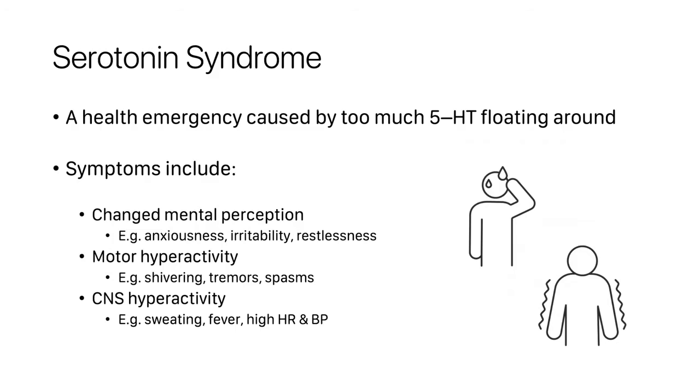When serotonin levels rise above a certain threshold, a patient enters what is called serotonin syndrome. With all the bad that goes along with the shortage of serotonin, you might think that having a bunch of it around is a good thing, but it's actually a health emergency. Symptoms of having too much serotonin in your system include changed mental perception, for example, anxiousness, irritability, and restlessness, motor hyperactivity, like shivering, tremors, and spasms, or CNS hyperactivity, like sweating, fever, and high heart rate and blood pressure.